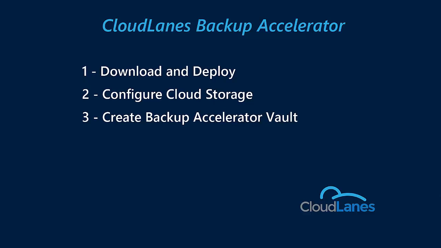Step 3 will be to create the Backup Accelerator Vault, where we store all the data that you back up, first initially on premises and then moving it to the cloud. The fourth step is connecting the Windows server on which you are running your backup software to the CloudLanes Backup Accelerator with the iSCSI initiator.